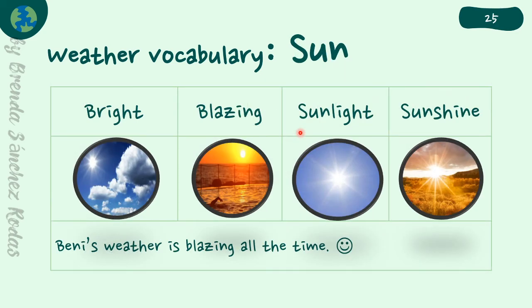Okay, so let's continue with sun. We have bright, when it's clear and the sun is like this, really bright. We have blazing, when the sun is really warm and nice to go, and it's yellowish, so it's really blazing. We have sunlight, the light of the sun. And we have sunshine. This is stronger than sunlight. So for example, Venice weather is blazing all the time, like this. And also blazing is related to hot.